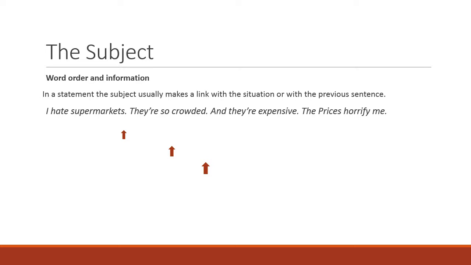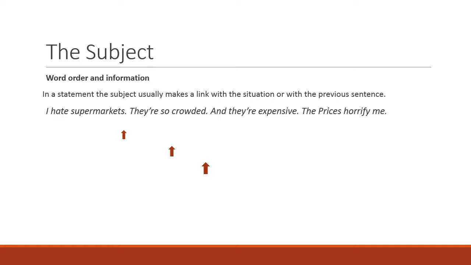Now the first thing, so in a sentence the subject usually makes a link with the situation or with the previous sentence. For example, there are a series of sentences written here. I hate supermarkets. They are so crowded. They are expensive. The prices horrify me. Now, each of these is a separate sentence, and each of these sentences is linked to the previous sentence.